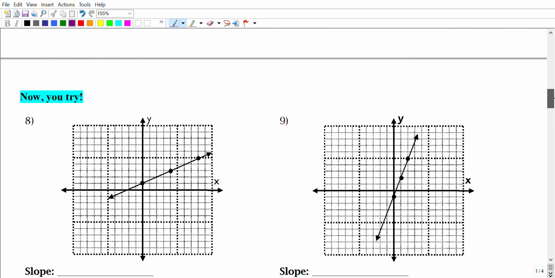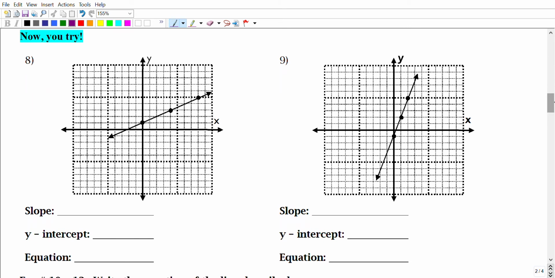All right. So what I want you guys to do is go ahead and try number 8 and 9. So go ahead and pause the video. Go ahead and identify your y-intercept, your slope, and then with that, find your equation. So go ahead and pause the video and try those out.